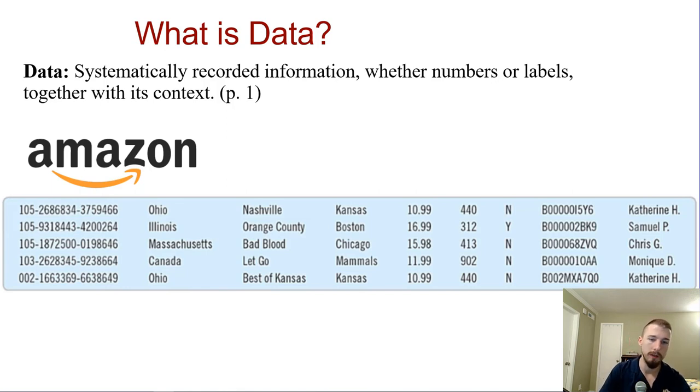So for instance, we have a data table from Amazon. We got all these different variables here, but without its context and knowing what each one of these variables stands for, it's really confusing and it's not that helpful. And especially if we didn't even have the context of Amazon. I mean, if we see Amazon here, even that kind of helps us figure out what's going on. But if it was just raw data without its context, it wouldn't be very helpful.